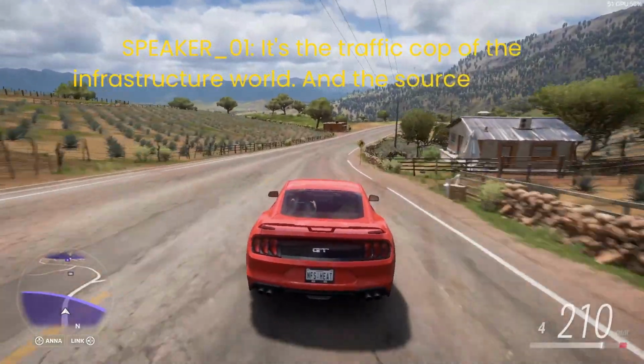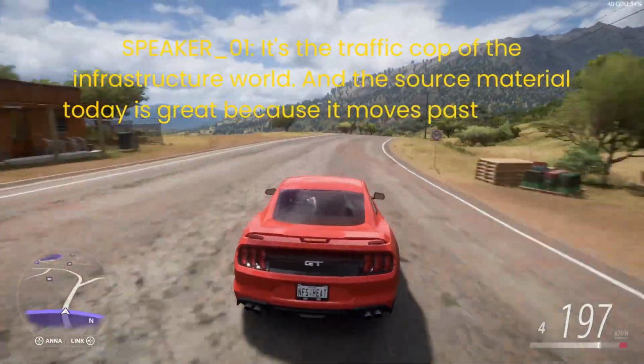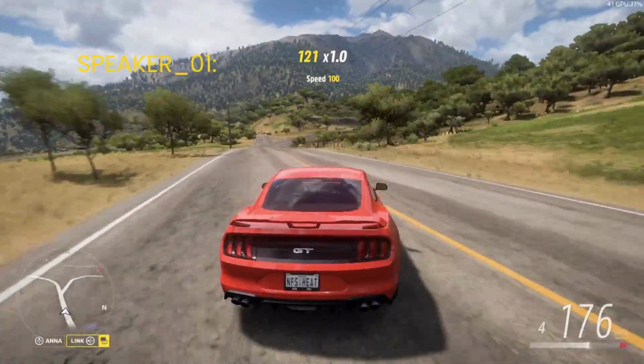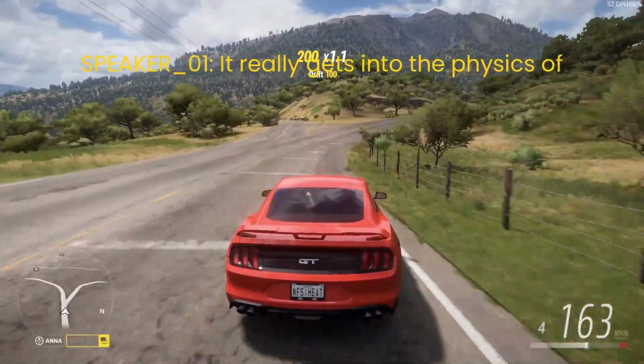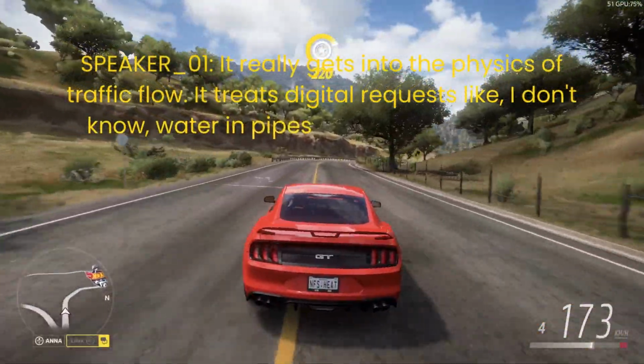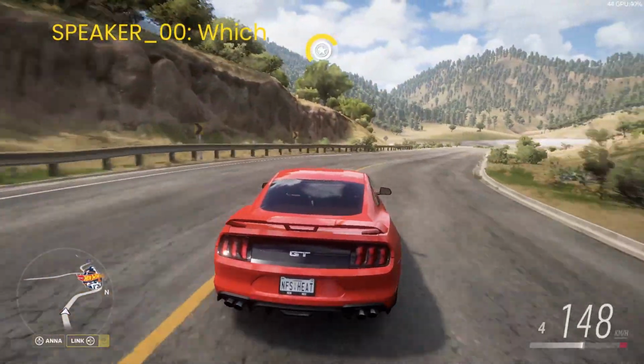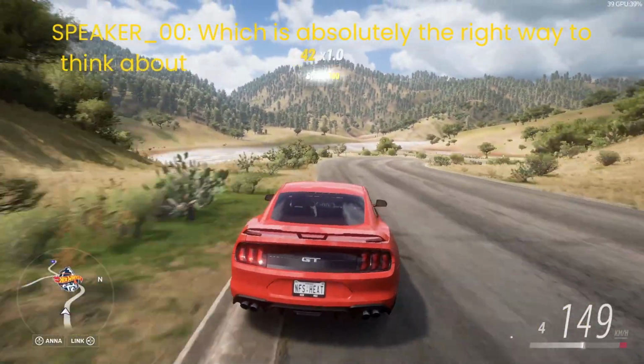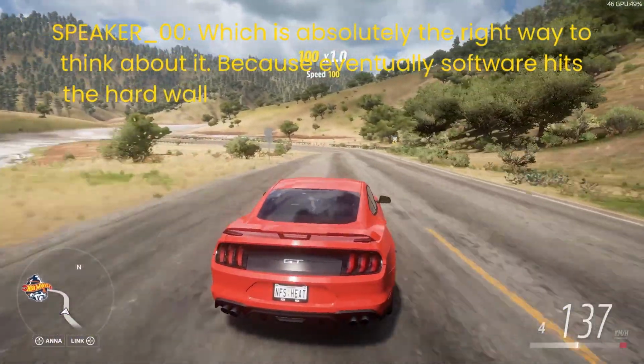And the source material today is great because it moves past the textbook definition. Right. It really gets into the physics of traffic flow. It treats digital requests like, I don't know, water in pipes or cars on a highway. Which is absolutely the right way to think about it, because eventually, software hits the hard wall of hardware reality.